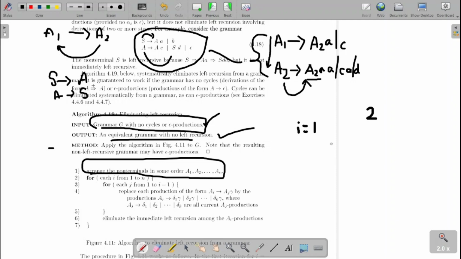Next, under that one, for j equal to 1 to i minus 1. What is i? The i value is 1. 1 minus 1 is 0. So 1 to 0 we can't apply. Fine, so this part will be skipped. So now i gets incremented. Now the i value will be equal to 2. That is the A2 production, the second production.